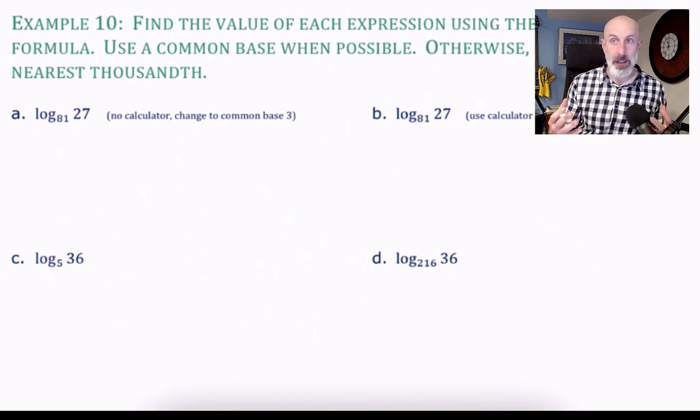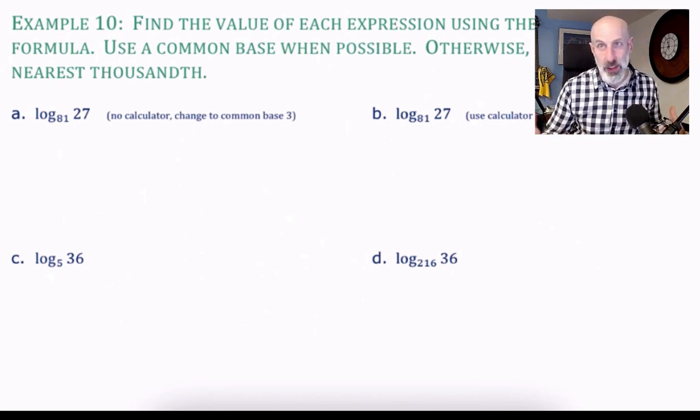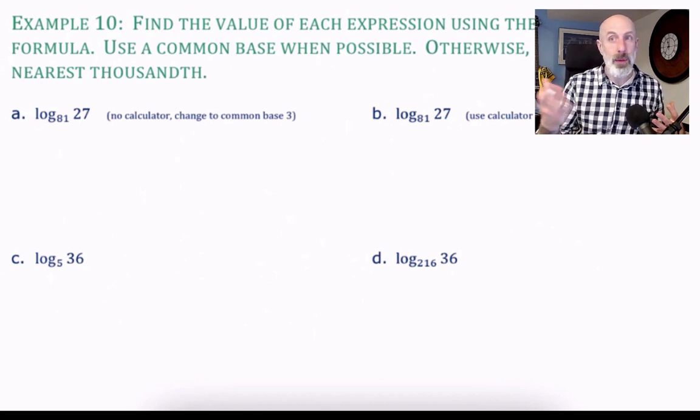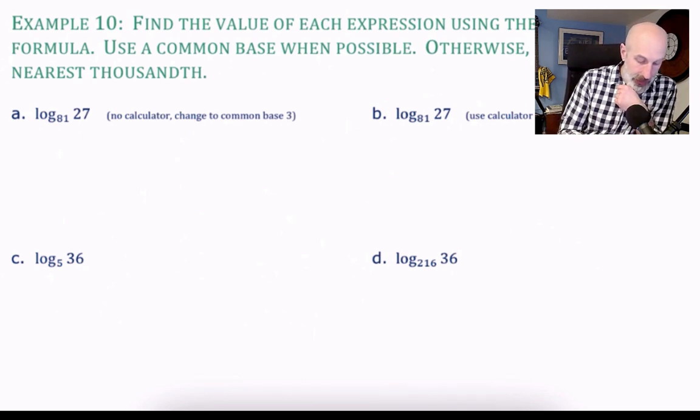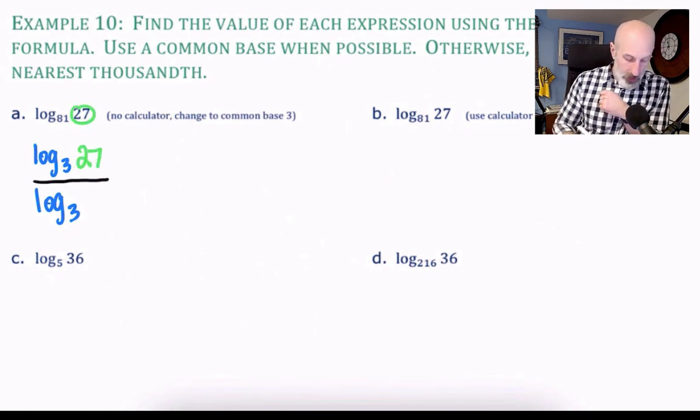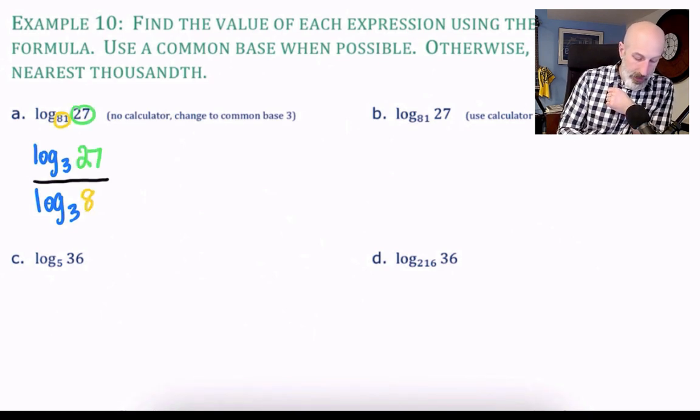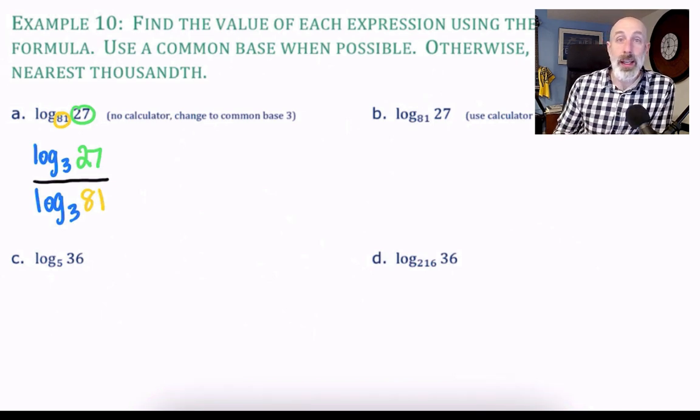The first thing that I notice when I see this, and it's because I've taught this class, is that 81 and 27 are both powers of 3. So if I choose 3 as my common base, I can rewrite this as log base 3 on the top and the bottom, making the 27 the argument of the numerator, 81 the argument of the denominator, and this I can do without a calculator.